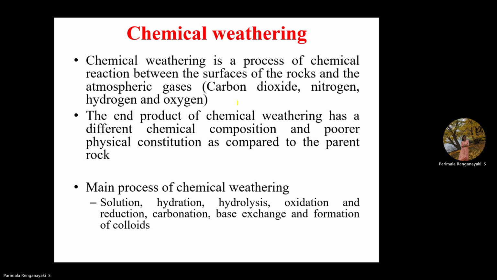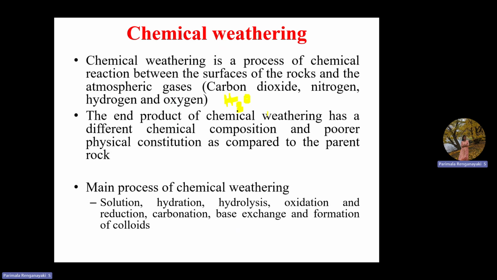Now, let us see chemical weathering. Chemical weathering is a process of chemical reaction between the surfaces of the rock and the atmospheric gases and even with water. Reaction between the surfaces of the rock and the atmospheric gases and the water. Even water needs to be added. So what are the atmospheric gases? Carbon dioxide, nitrogen, hydrogen, and oxygen.